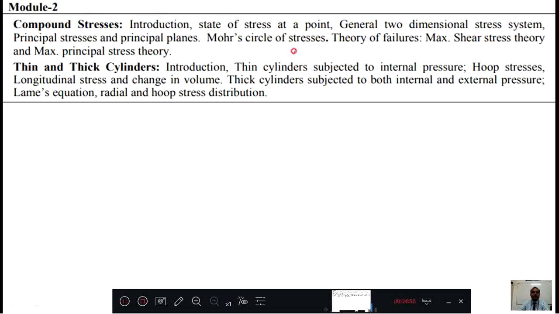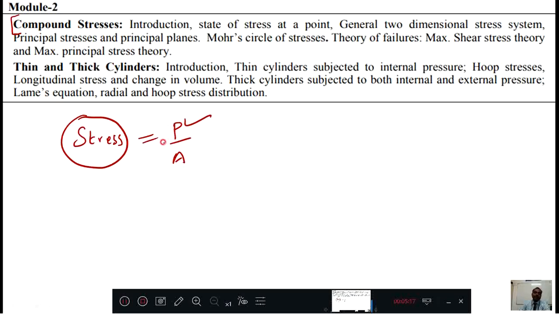And in the second module we are going to study compound stresses and thin and thick cylinders. Compound stress is one type of stress. You already know what stress means. In first year also you studied, it is force divided by area, and the nature of this stress depends on the nature of the force, how you are applying it.